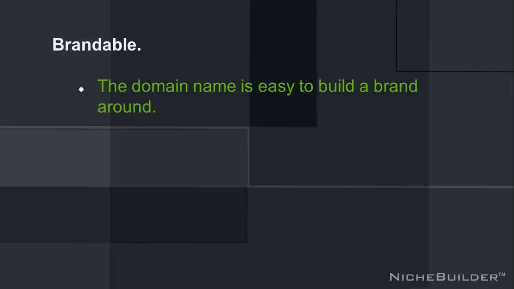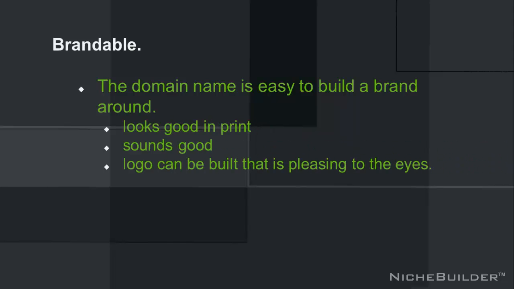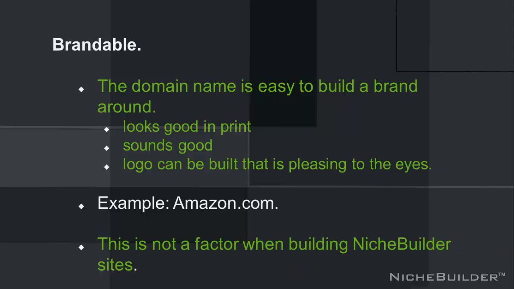You want your domain name to be easy to build a brand around. You want it to look good in print, sound good when spoken, and have a logo that can be built that's really pleasing to the eyes. A great example of this is Amazon.com. Although this is not a huge factor when building NicheBuilder sites, this would apply more to a money site that you are directing to from your traffic sites.